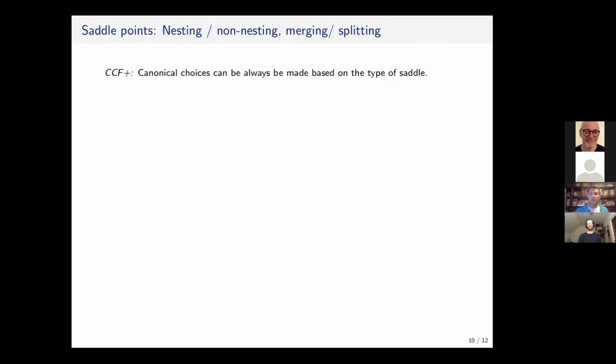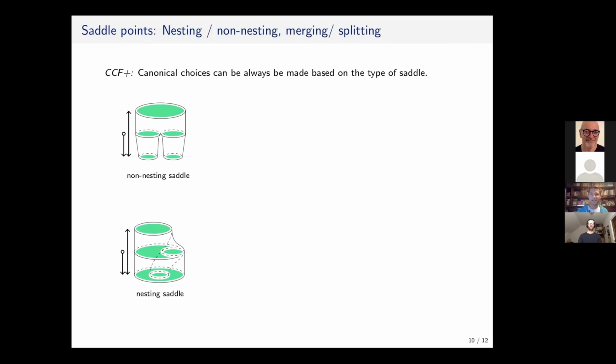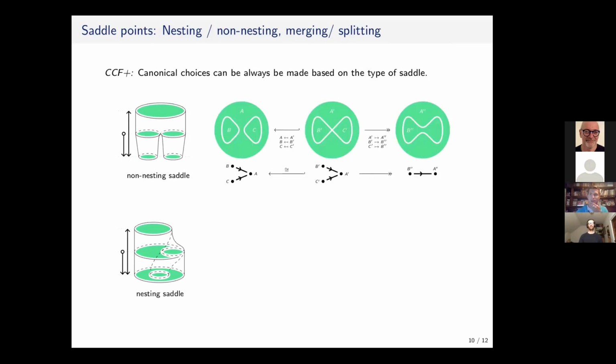So we showed that depending on the type of saddle that we have, we can always make canonical choices for the maps between the posets. And the types of saddles that we have are the non-nesting saddle, also known as the pair of pants, and the nesting saddle, also known as the pair of pants with a leg tucked inside the other leg of pants. As you can see on the left here, they have the same barcode. So the barcode does not distinguish between a nesting saddle and a non-nesting saddle, but we do want to distinguish between them. And the way we do that is we have the same picture as in the previous slide, but at a slightly larger perspective.